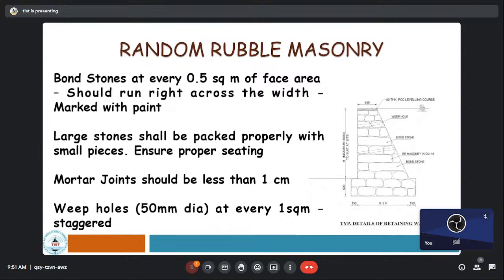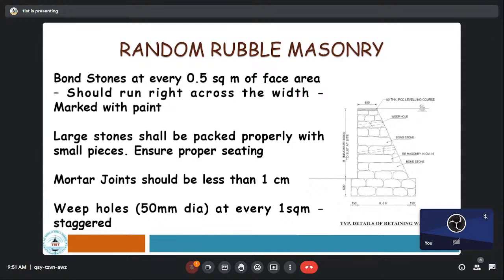What do you mean by RR? Random rubble masonry, random rubble. So the aggregates or whatever boulders that we have, that is your rock pieces, should be shaped properly and arranged in a particular fashion. There is a fashion for how it has to be arranged.